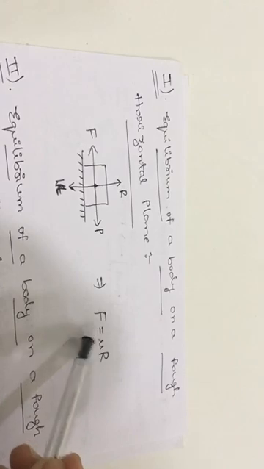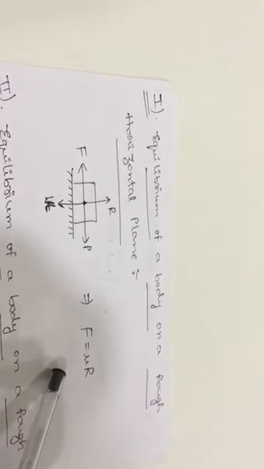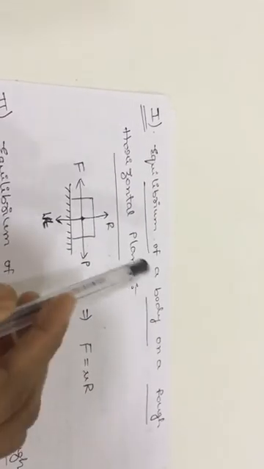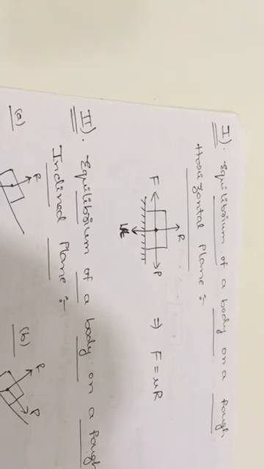Now under this type of combination, whenever a force is applied on it, that body will tend to move in the direction of that force only. So you will get the basic formula from the friction topic as F is equal to mu R. This is the only formula you have to use whenever you get a problem which is related to equilibrium of a body on a rough horizontal plane. Now coming to the second type, equilibrium of a body on a rough inclined plane.